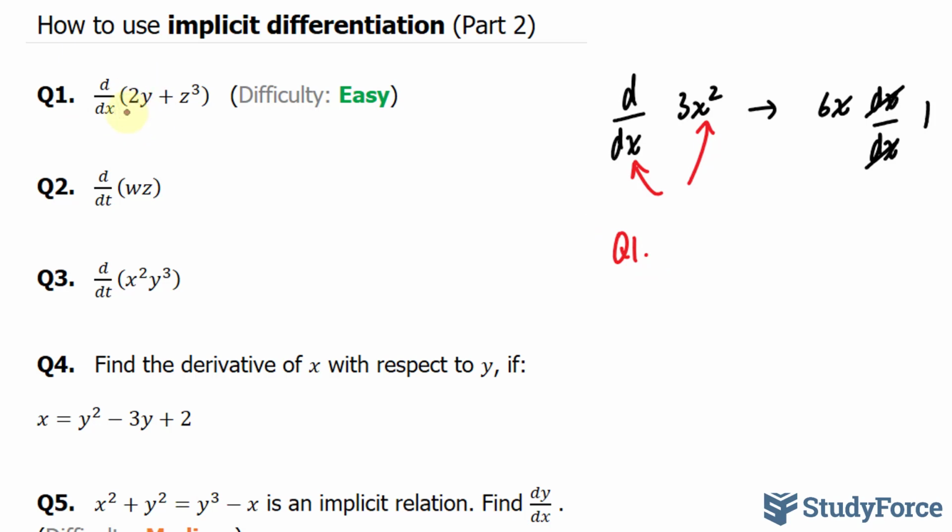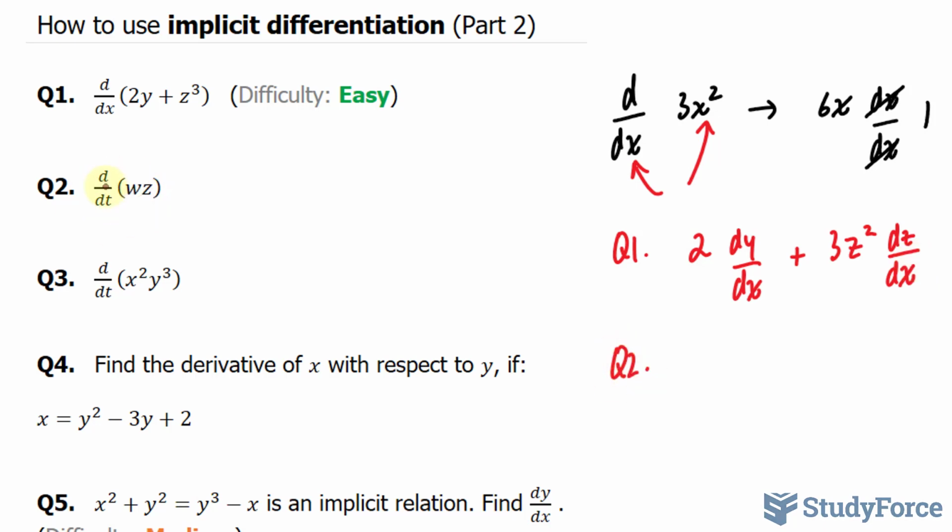We'll start by taking the derivative of 2y, and we can use the power rule. So the derivative of this is 2, and we'll write down dy over dx. And to take the derivative of z to the power of 3, we use the power rule. That becomes 3z to the power of 2 dz over dx. We've just implicitly differentiated the expression. Let's move on to question 2.